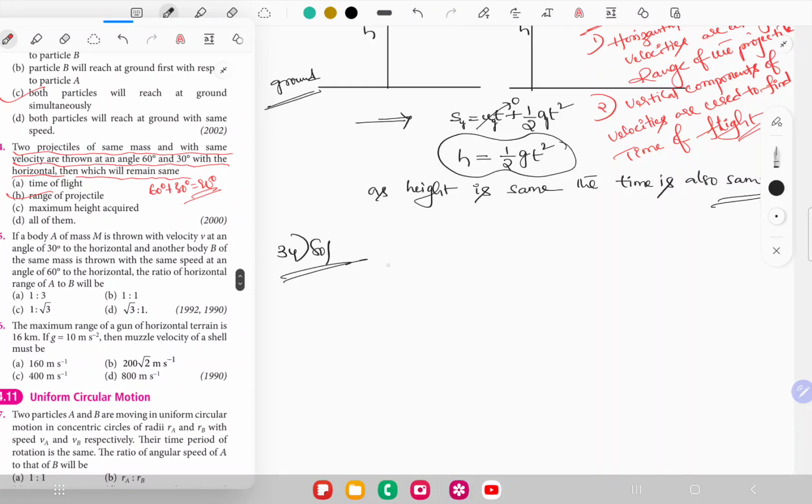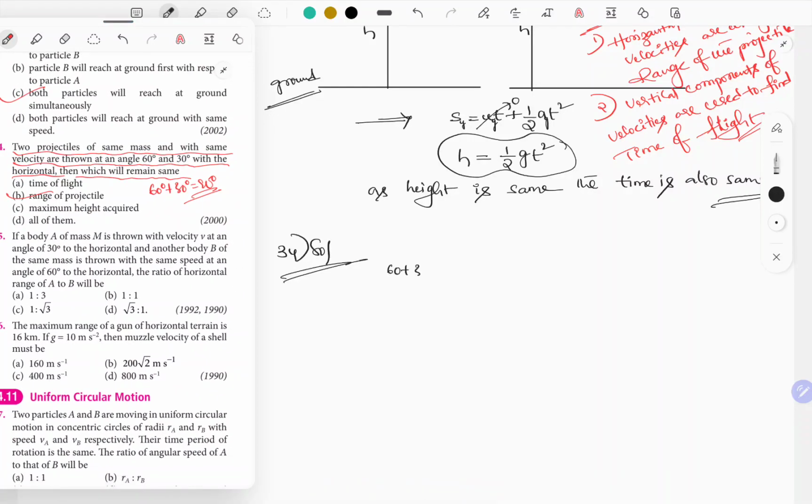Next. So hope you understood. So 60 plus 30 degrees is equal to 90 degrees. So ranges are equal. Sum of the angles is equal to 90 degrees. Next.